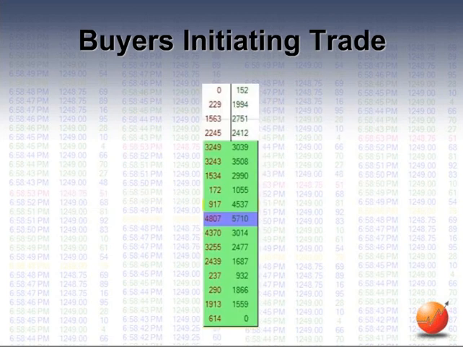Good job, Bob. Obviously, when we have sellers responding and they're unable to initiate enough trade to reverse the market or break it down, and buyers, in fact, initiate enough trade to get through those levels, we would say that there's buyers initiating trade, which would indicate the beginning of a breakout.